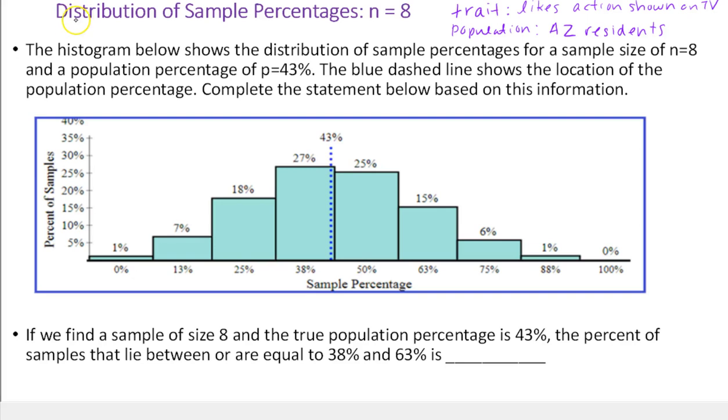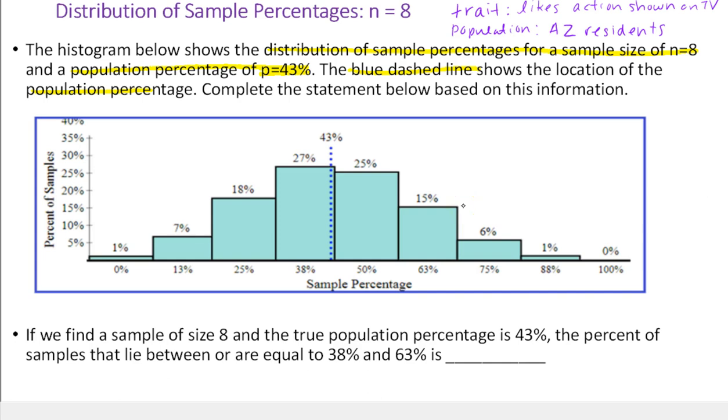In this video, we're going to look at an example of distribution of sample percentages when n equals 8, where n is the sample size. So the histogram below shows a distribution of sample percentages for a sample size of n equals 8 and a population percentage of p equals 43%. The blue dashed line shows the location of the population percentage, and we're asked to complete the statement below based on this information. So first, let's get a feel of what this graph is representing.